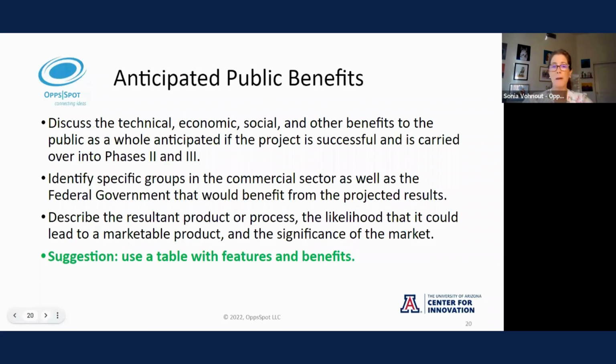All right, for the anticipated public benefits, discuss technical, economic, social, and other benefits to the public as a result of the DOE spending on this technology and on your research, and how you're going to be carrying it forward into the phases 2 and 3. Who in your commercial sector are going to be impacted, as well as the federal government, when and if it makes sense, right? And what will be the product as a result of this funding, and what is the likelihood and how it's going to be going into market, and the significance it will make on your market.